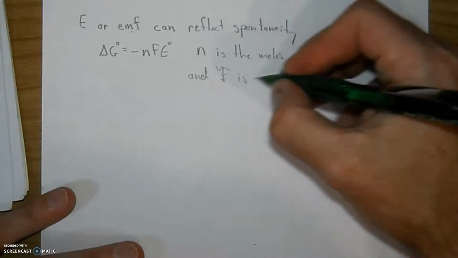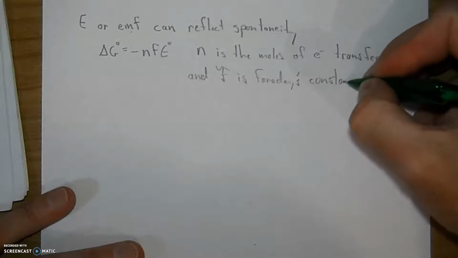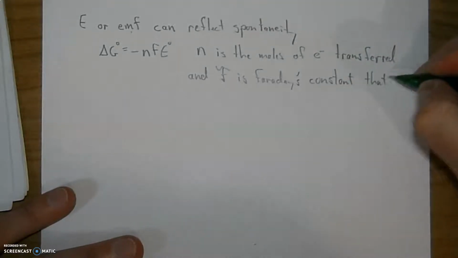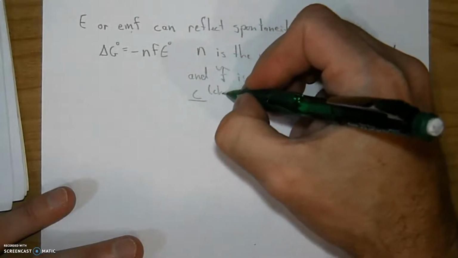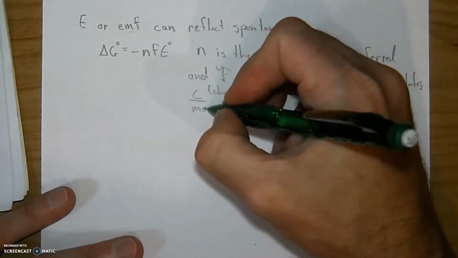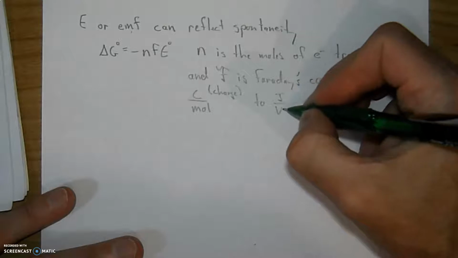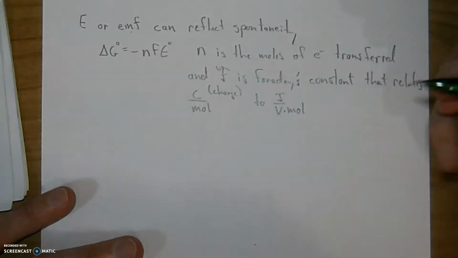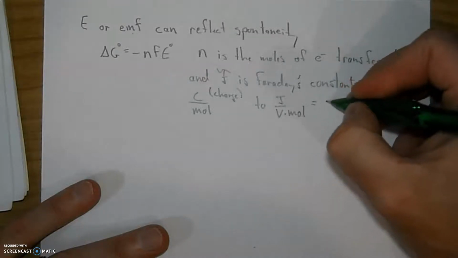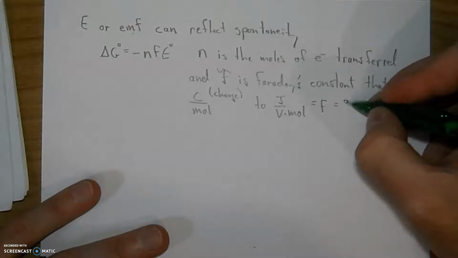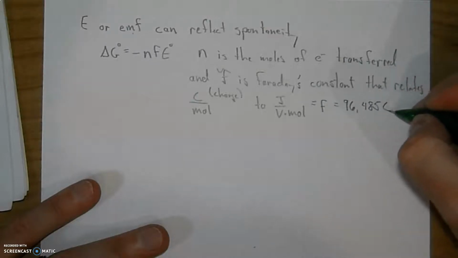And F is Faraday's constant. And this is in your packet that you would have in any test. That relates coulombs, which is the charge of electrons, coulombs per mole, to joules, volts per mole. They're interchangeable with these two things here. And as far as a number for a Faraday, it is 96,485 coulombs per mole.